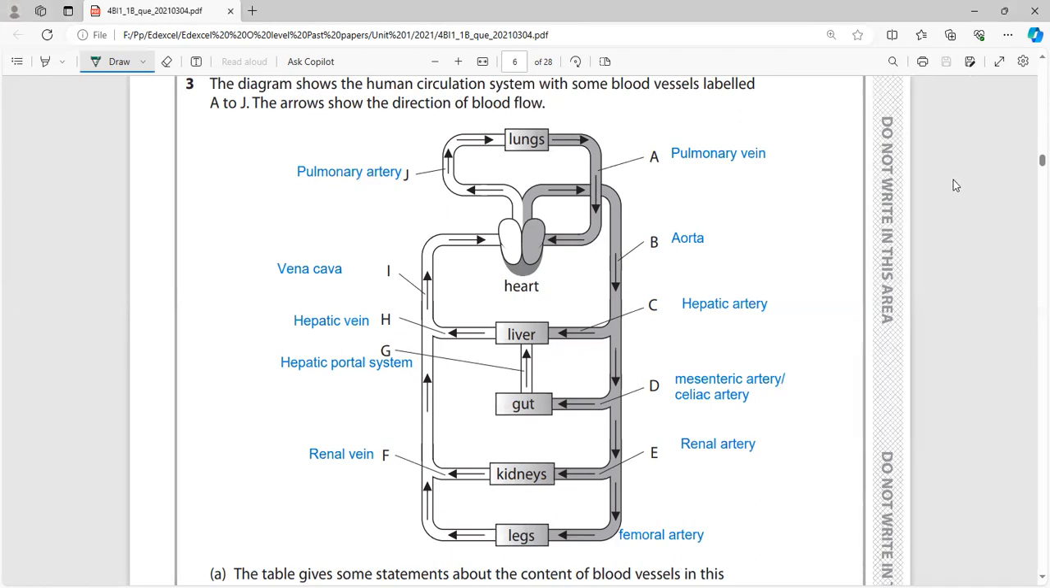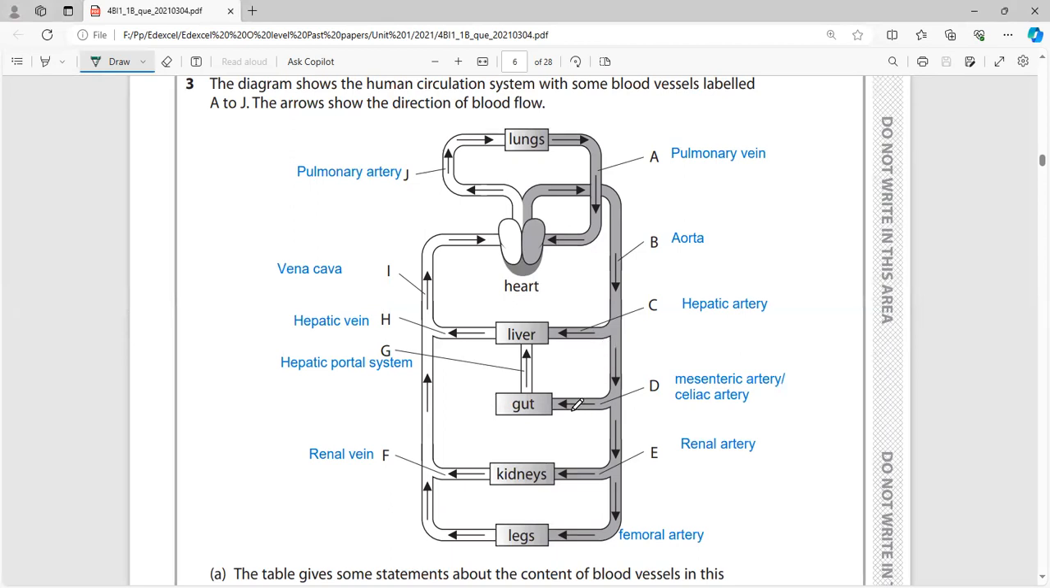So the highest concentration of oxygen is present in the pulmonary vein. Second, we have the aorta. So that's where the blood from the heart moves to the whole body through the aorta, and this aorta contains oxygenated blood. This aorta further divides into different arteries, which supply the blood to the different organs in the human body. The first organ is the liver, that is called the hepatic artery.